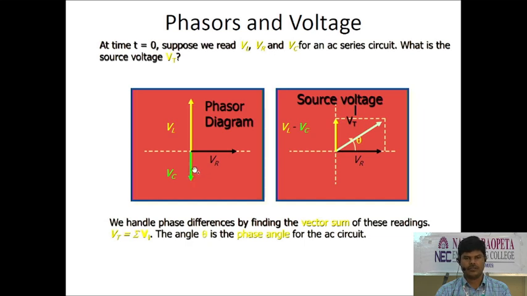In case of capacitor, current leads. In case of inductor, current lags. That's why we have two opposite directions. The phase angle between the inductor and capacitor reactances is 180 degrees. But with respect to the resistor, these two are exactly at 90 degrees phase shift.